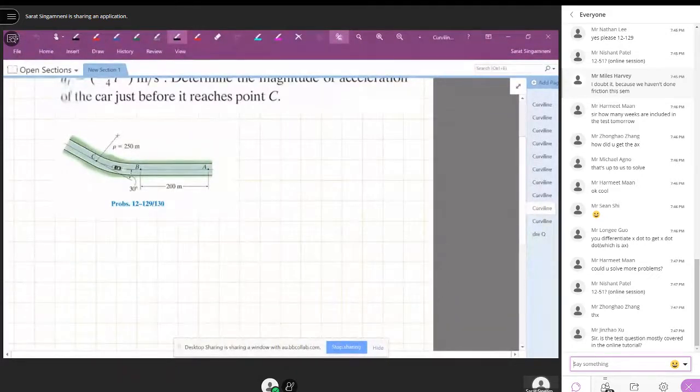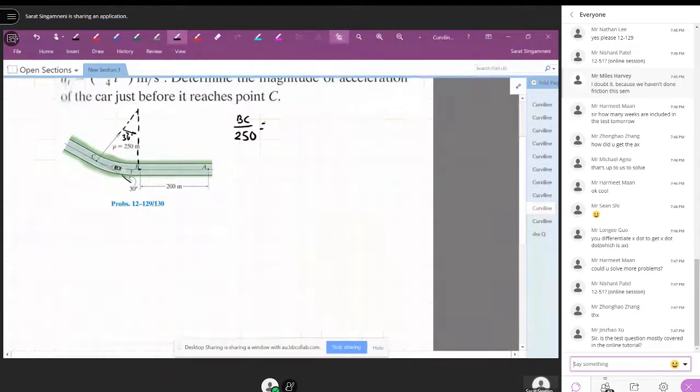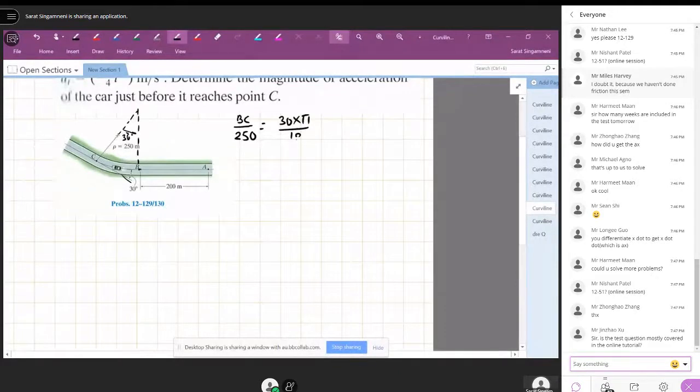the distance traveled from B to C: that angle is 30 degrees because he gave this angle as 30 degrees. So from that, angle equal to arc divided by radius. So the angle here is 30 times, you need to write it in radians, pi over 180. From that, the length BC is equal to 130.8997 meters. Now tangential acceleration in this problem is given as minus 1/4 t to the power half.